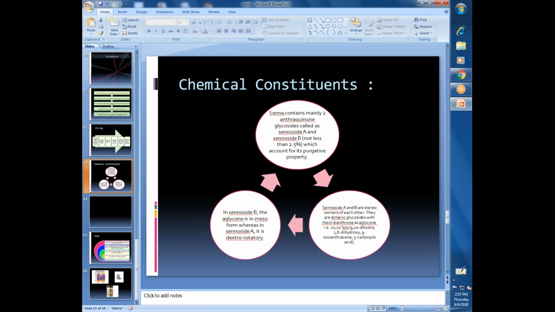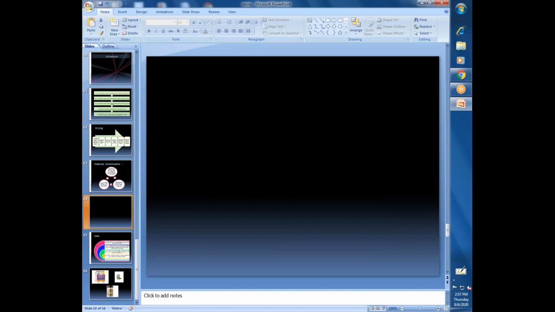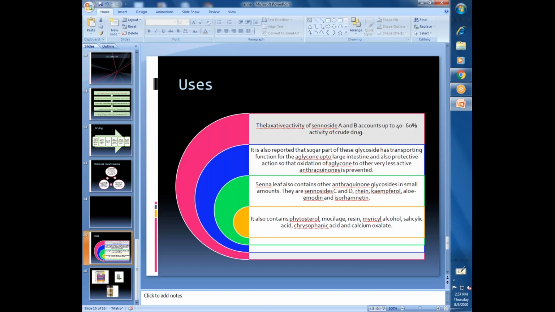So it contains majorly Sennoside A and B, and Senna is usually studied with the sennosides. The content of Sennoside B is very important. The amount of calcium sennoside B should be not less than 2%. Coming to uses, it is majorly used as a laxative. Sennoside A and B account for 40 to 60% of the activity.